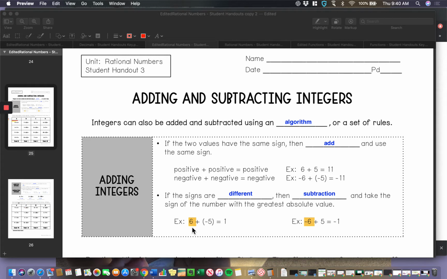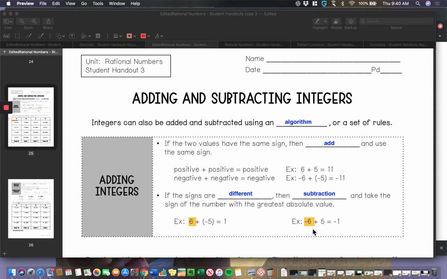So we got 6 plus negative 5 equals 1. The signs are different here. 6 is a positive number, and the other number is a negative. So you take the sign of the number with the greatest absolute value. The absolute value of 6 is 6, and the absolute value of 5 is 5. I'm going to take the number with the greatest absolute value and give my sum that sign. So 6 is larger, so I have a positive number.